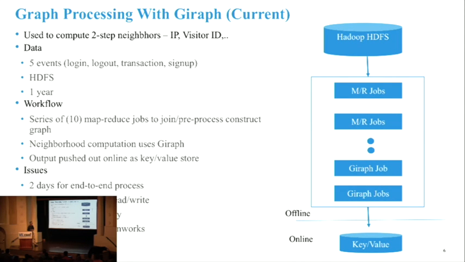The last two jobs are Giraffe-based jobs, which compute a two-step neighbor for several entities, like IP address, visitor ID and so on. This is actually a two-day process. PayPal has billions of transactions, so in order to go through this enormous data store, even with the cluster size we have, it takes about two days to compute this two-step neighbor. So graph processing is not trivial, even with a distributed computing framework.